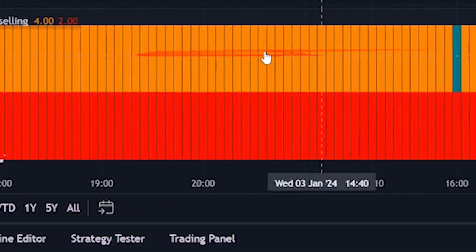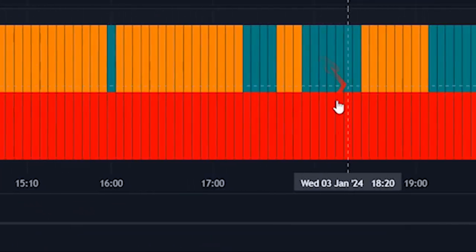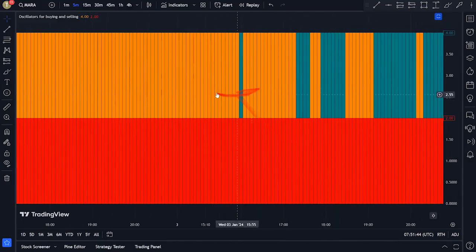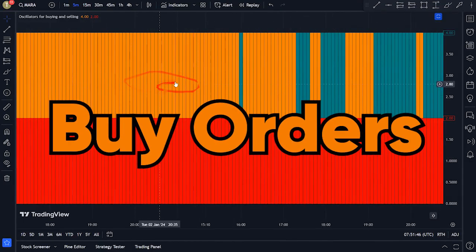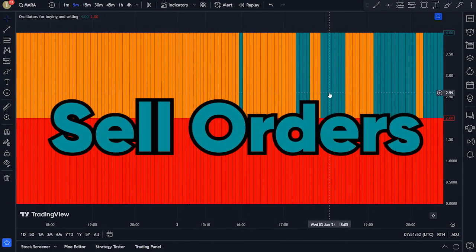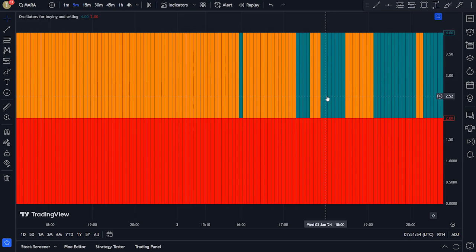This indicator has many colors, but only two are important for us: orange, which we use as signals for our buy orders, and blue, which we use as signals for our sell orders. Now it is enough to add the most important indicator of this strategy to the chart.